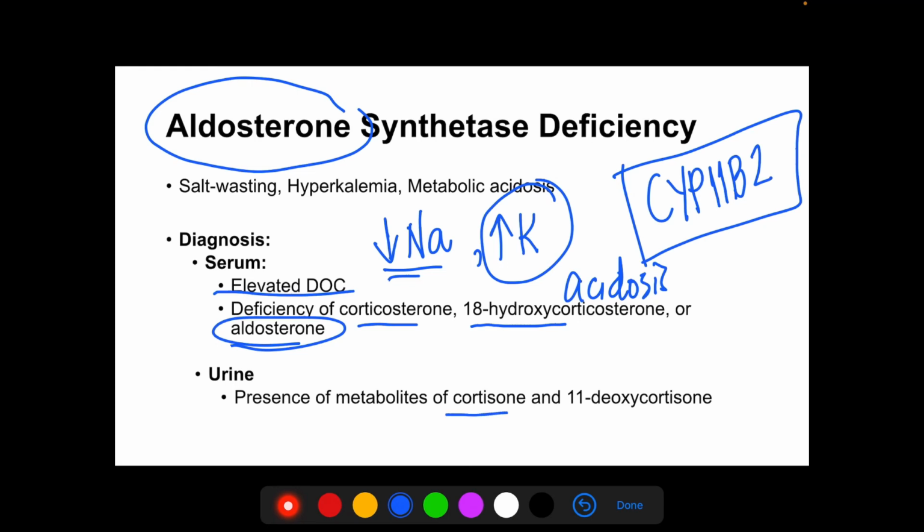cortisone and 11-deoxycortisone because remember, this aldosterone synthetase or CYP11B2 stimulates a multi-step process. So 11 hydroxylation of DOC to corticosterone, and then 18 hydroxylation of corticosterone to 18 hydroxycorticosterone, and finally 18 dehydrogenation to aldosterone. So just go back to the pathway that I have discussed earlier.